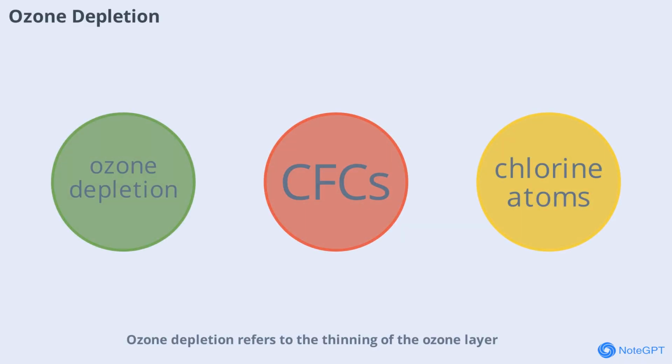Ozone depletion refers to the thinning of the ozone layer, mainly caused by human-made chemicals called chlorofluorocarbons (CFCs). These compounds were once widely used in refrigeration, air conditioning, and aerosol sprays. When CFCs reach the stratosphere, they are broken down by UV light, releasing chlorine atoms that destroy ozone molecules. This leads to the formation of the ozone hole over Antarctica and increases UV radiation reaching the Earth's surface. Let's look at the chemistry behind this destructive process.